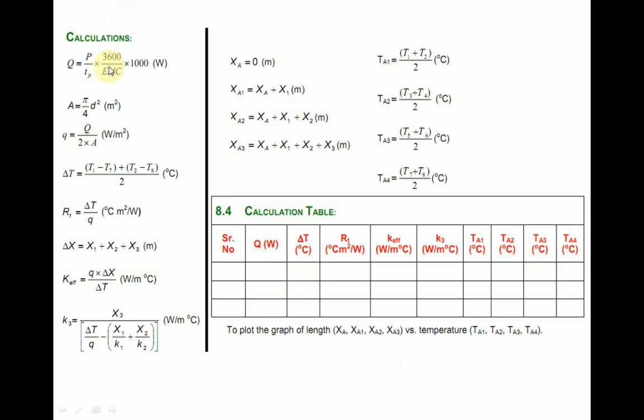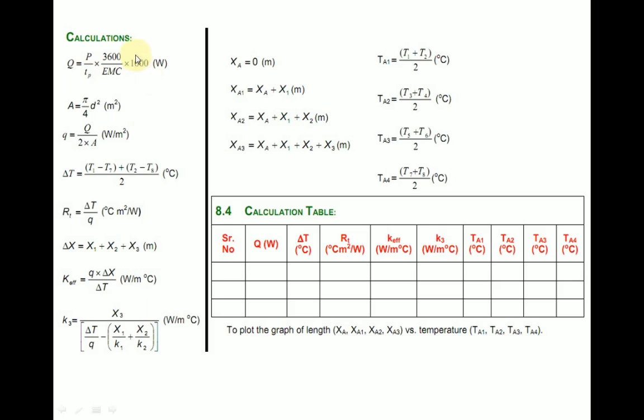Then here is the calculation part. Once we reach a steady state condition, next we need to go to the calculation part. Probably we will do the calculations for the last reading, when we reach the steady state condition. First is the calculation of heat supply, that is Q. So Q is equal to what? Capital P divided by TP, into 3600, divided by EMC. EMC is the energy meter constant and its value is 3200.